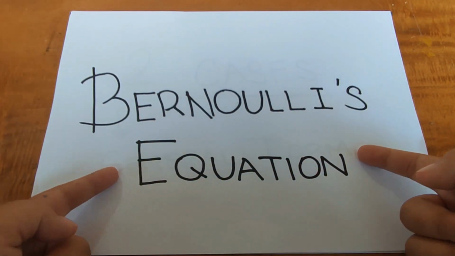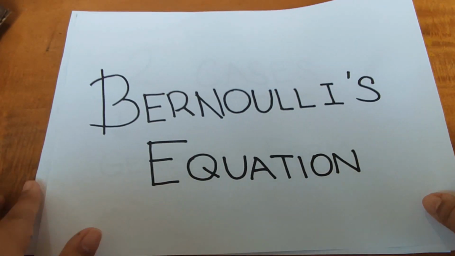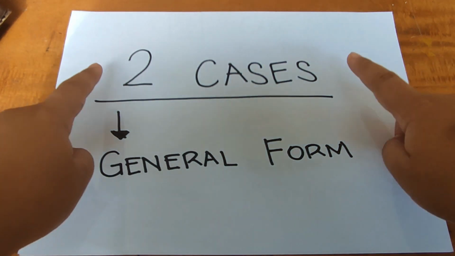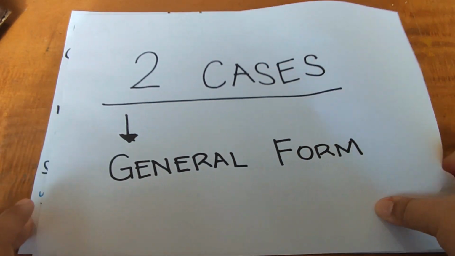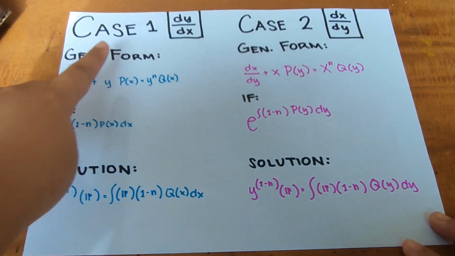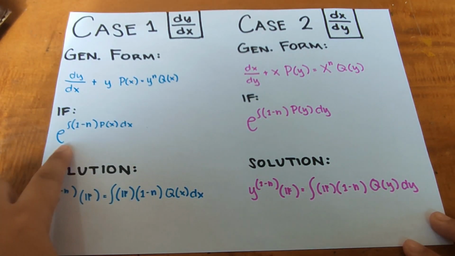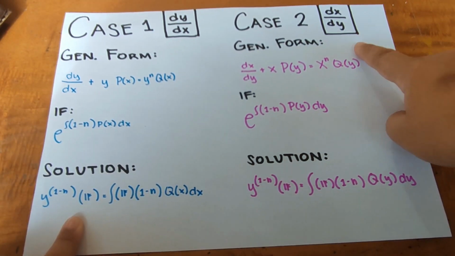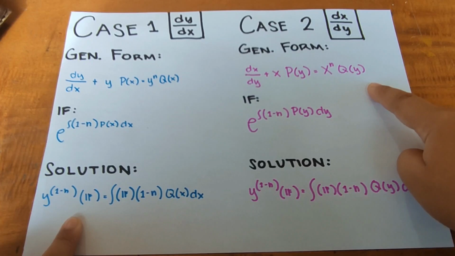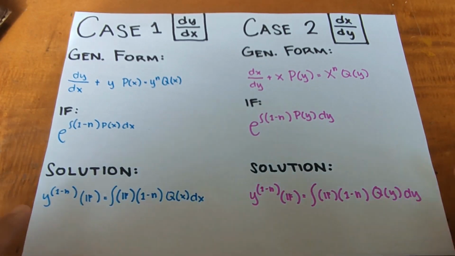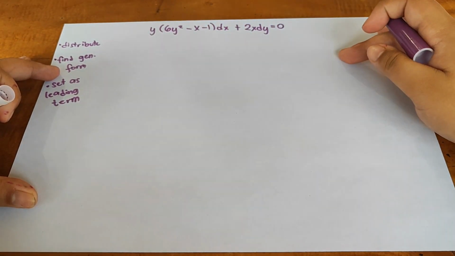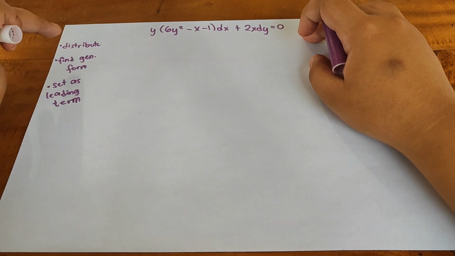Guys, this video is about Bernoulli's equation. First, I want to introduce to you the two cases that are derived from the general form. For case 1, the dy over dx, this is the general form, the integrating factor, and the solution. For case 2, the dx over dy, this is the general form, integrating factor, and the solution. So for us to understand better, we have here a sample problem.